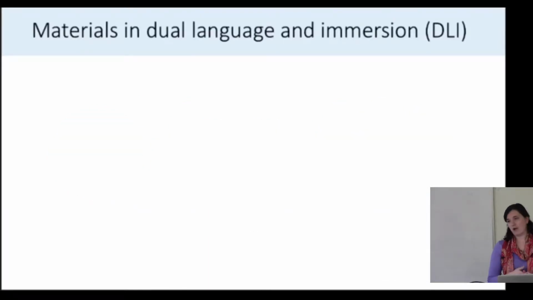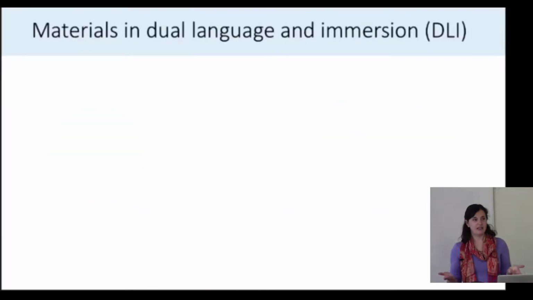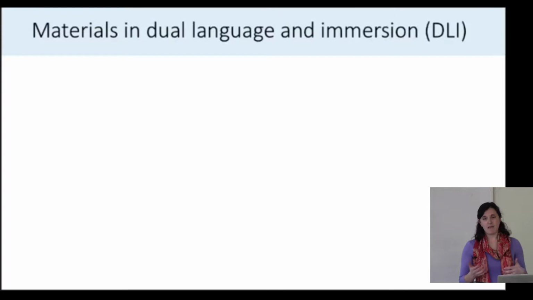Before I get there, though, I want to talk about materials in DLI in particular, because that's the context that I'm working in. It's important to remember that those studies I cited at the beginning, most if not all of them, were occurring in more traditional language learning classrooms. So they're talking about materials that are designed to facilitate language acquisition or language learning in some way. Materials in a DLI context are often content materials. They're materials that are designed to engender learning of social studies or science or language arts.